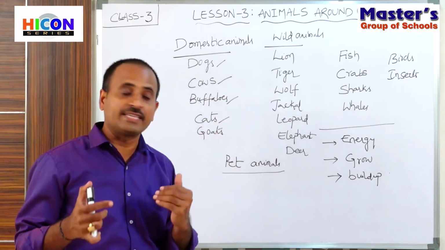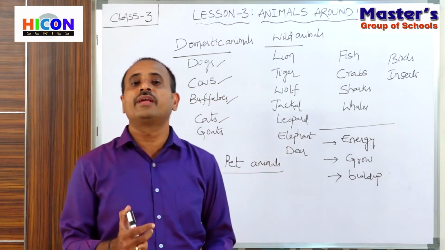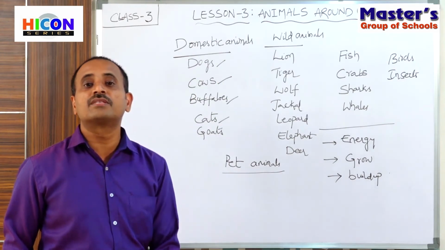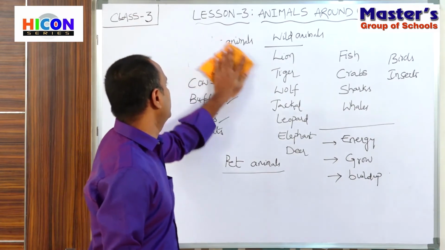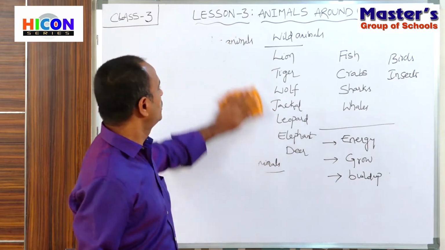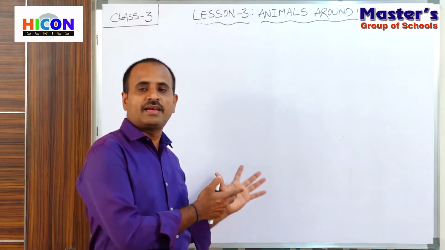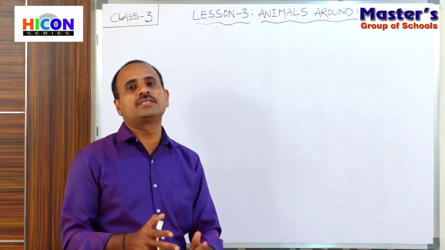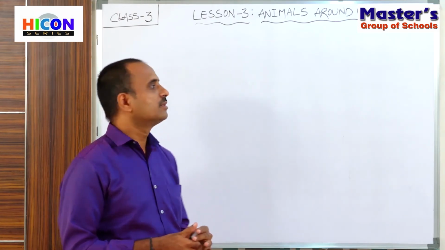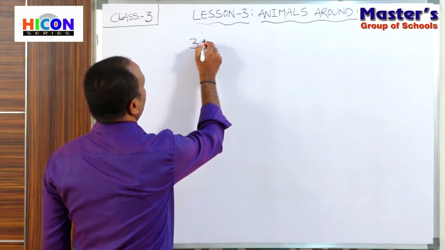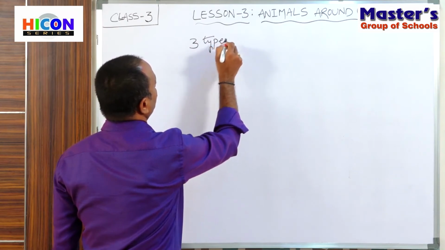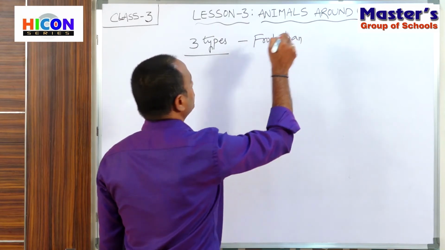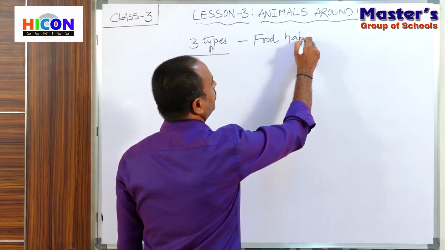Now we are going to classify these animals based upon their food habits. How many types of animals are there according to their food habits? We can classify the animals into three types based upon their food habits.